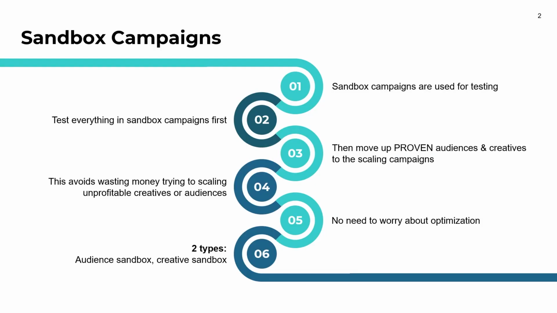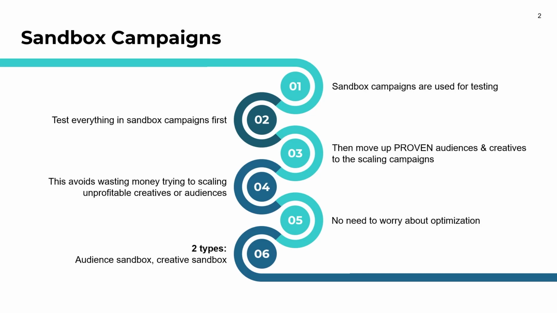So guys, we're going to start with prospecting. Basically what it means, sandbox campaign. It means that we're going to test our creatives here. So I'm going to break it down for you. Sandbox campaigns are used for testing. In this campaign we test creatives, we test audiences in order to find the best ones and scale them. Test everything in sandbox campaigns first, and then move up to the proven audiences and creatives for the scaling campaigns. This avoids wasting money trying to scale unprofitable creatives or audiences.